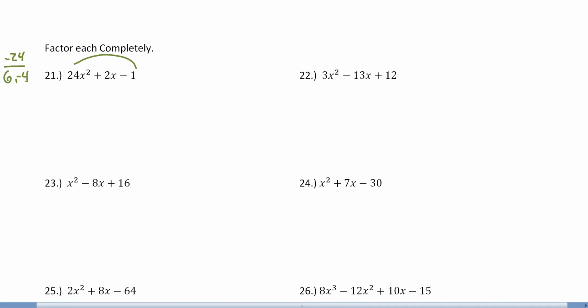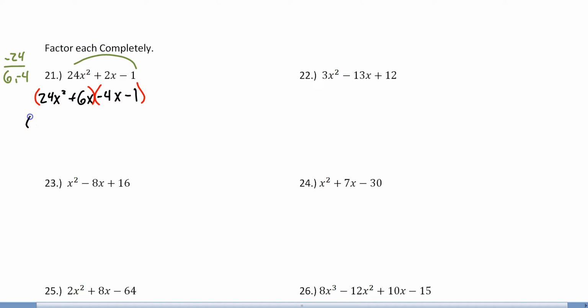All right? I can't use my shortcut for factoring trinomials on this one because I have a 24 out front. Remember, you can only use the shortcut when you have a 1. So I rewrite the middle term. So I have 24x squared. Instead of a plus 2x, I write a plus 6x and a minus 4x. Okay? I replace that 2x with the 6x and the minus 4x. I replace it with something that's equivalent, but now I have 4 terms. Now I do factor by grouping.